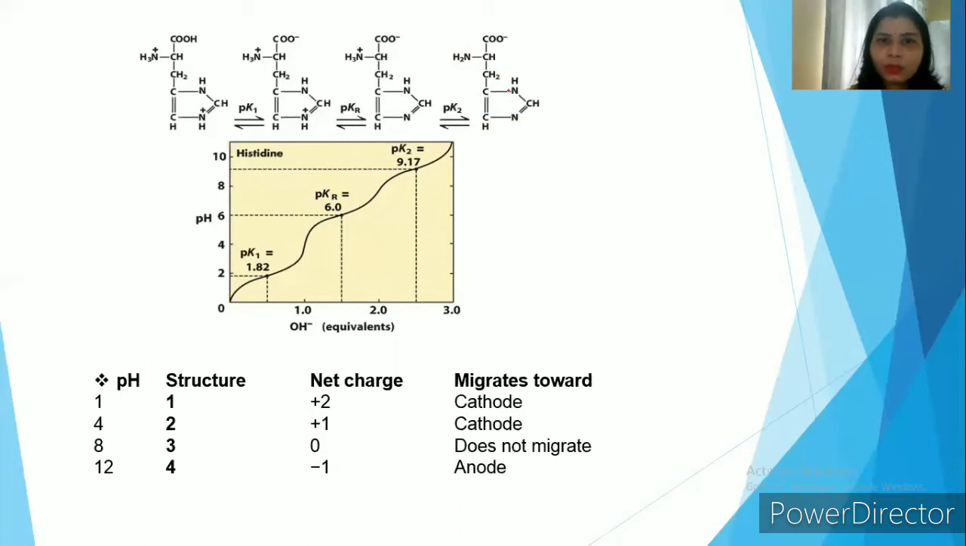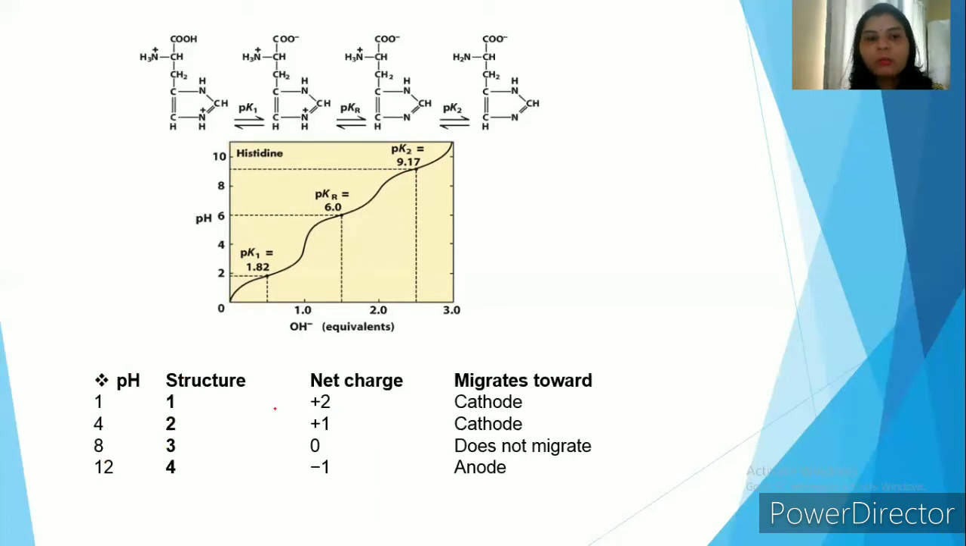Okay. This process occurs at different pH. The second structure forms at pH 1.82, the third structure forms at pH 6, and the fourth structure forms at pH 9.70. Okay. Now in the question, we are given different pH values: 1, 4, 8, and 12, and which structure is found at each pH. So, first structure at pH 1, second structure at pH 4, third structure at pH 8, and fourth structure at pH 12.